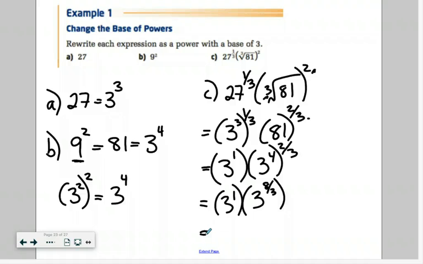We've got two powers with the same base, each with base of 3 being multiplied together, and we add the exponents in that case. So that's now going to be 3 to the power of 1 plus 8/3, which is 11/3. Right? Because obviously 1 can be rewritten as 3 over 3, and then you're just adding fractions, right? And that would be your final answer there. So that's how we rewrite things in terms of a different base, okay?